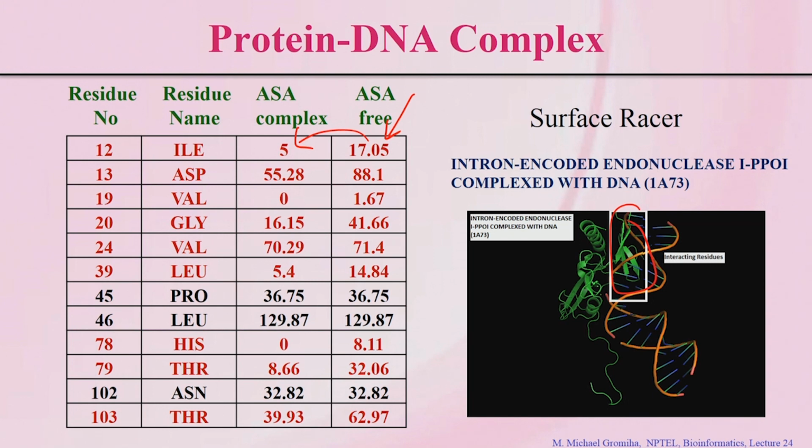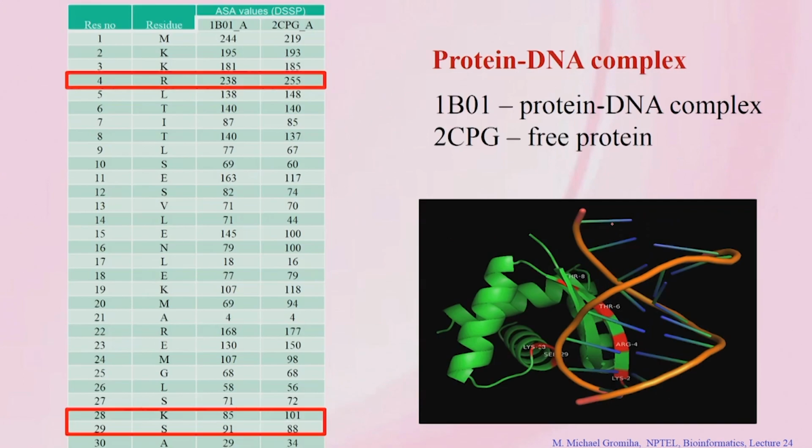In this case, what are the residues which are interacting with the DNA? Isoleucine 12, these are the residues which are marked in red. These residues you can find in this region, they interact with the DNA. Fine. I will show one more example.